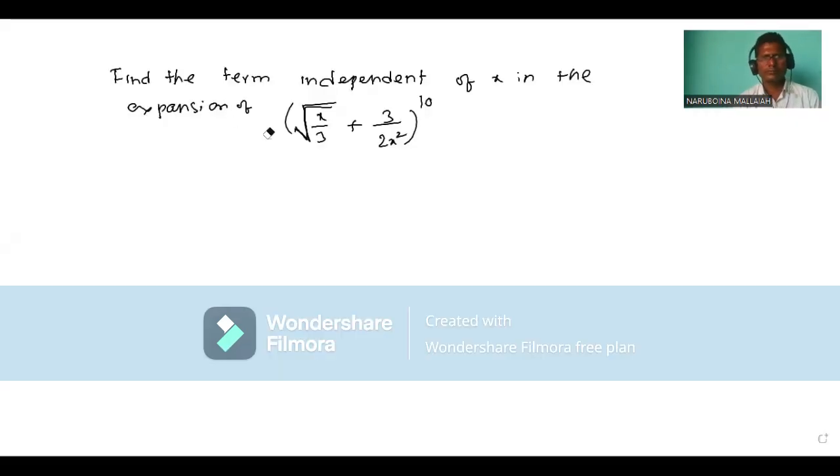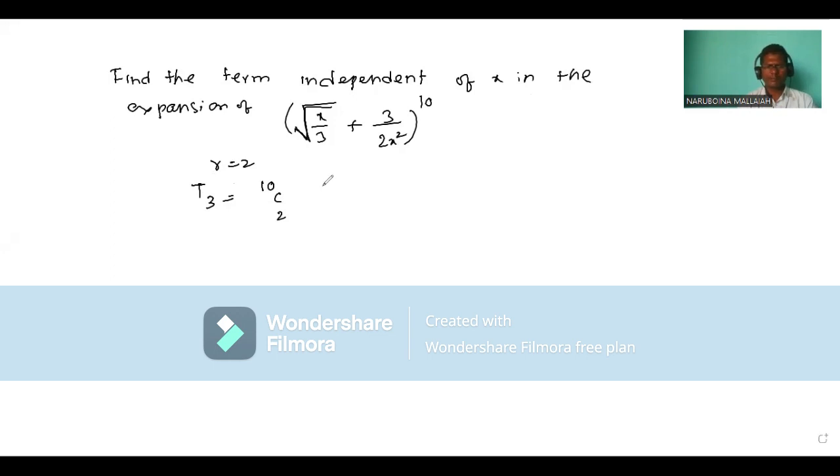Now we have the n value and the r value. The r value is 2, so the third term will be the independent term. So I am going to find T3, that is 10C2. The third term will be the independent term, which means it doesn't have variables.